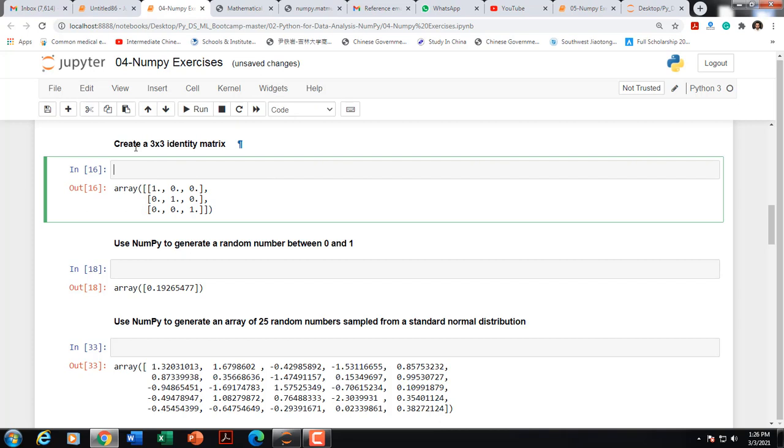The other question, moving forward, is a 3x3 identity matrix. So the identity matrix command is np.eye, and we specify the number of rows, number of columns, and we get the identity matrix.